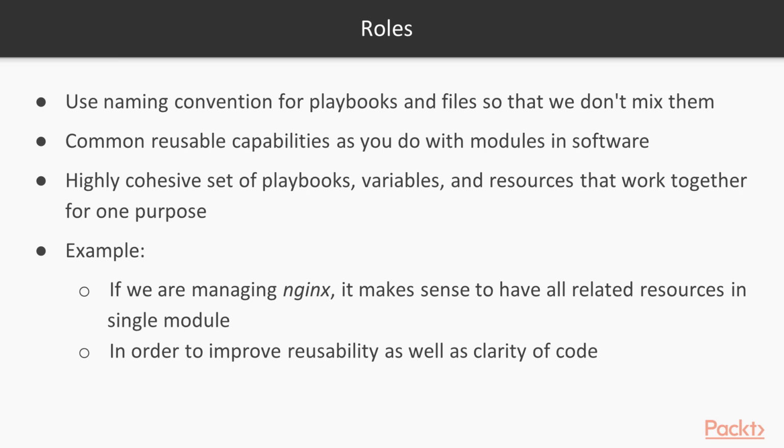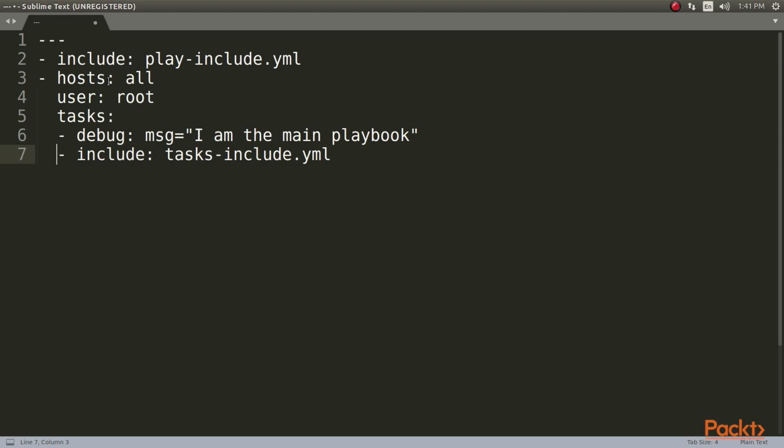Think of roles as common reusable capabilities as you do with modules in software, which is a highly cohesive set of playbooks, variables, and resources that work together for one purpose. For example, if we're managing Nginx, it makes sense to have all the related resources in a single module in order to improve the reusability as well as clarity of the code. One option would be including playbooks using Ansible features. Let's explain what is going on.